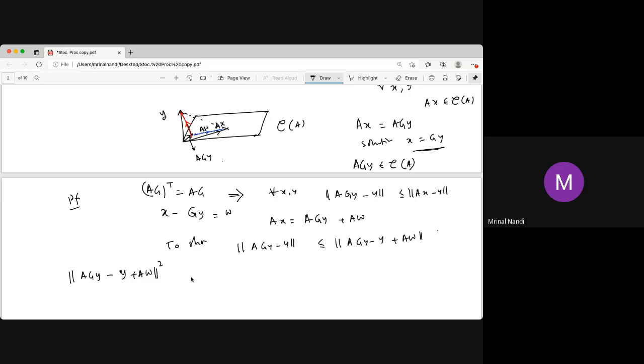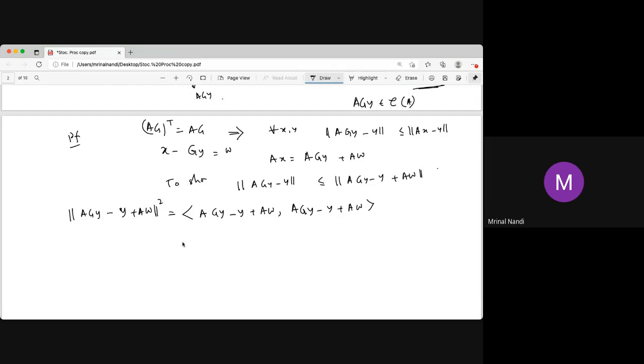And now what is this? This is the inner product between this. Remember, you can directly use the Pythagoras theorem because we are in an inner product space. There is a similar theorem like the Pythagoras theorem in R2 or R3, called the Parseval identity. We actually want to use that Parseval thing in inner product.